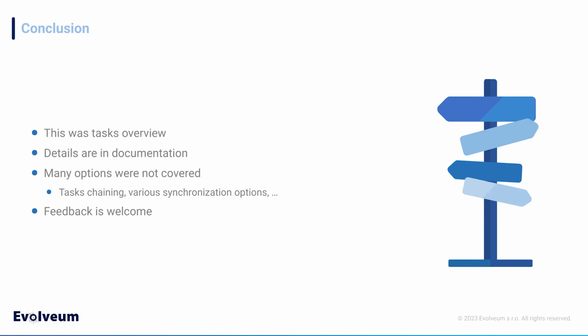I didn't cover all the options of what you can do with the task. For example, I didn't cover task chaining, so executing one task after another. I didn't go through all the various synchronization options, which are not exactly defined in the task, but are heavily relevant to the task, to the synchronization task, of course.